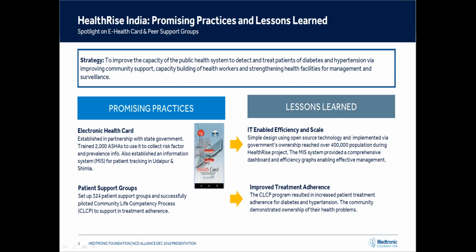Another really important dimension of the India program has been in self-care and peer support. We have about 324 patient support groups piloting something called the Community Life Competency Process, which comes out of HIV, but is really about creating patient groups that can sustain over time. Those groups are taking care of each other and supporting lifestyle adjustments and therapy adherence for diabetes and hypertension improvements. It's really about the community owning the solution and owning their self-care. We've seen really great results. Again, when we have evaluation numbers to show, this is an area we'd like to continue to highlight.